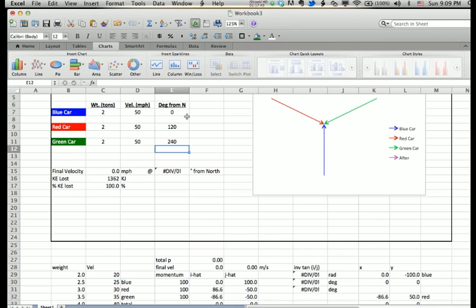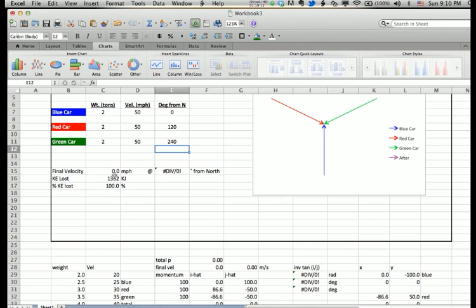So you'll notice here that I'm coming in at 120 degrees between each of these, and they all crash here. They all have the exact same momentum. Boom, stick together, stay right there. So my final velocity was 0 miles per hour. Percent kinetic energy loss 100%. I've lost it all because it's not moving at all. But you'll see that I got a degrees from north.